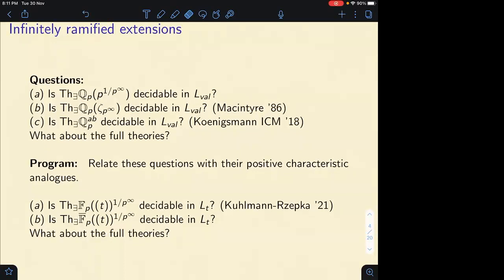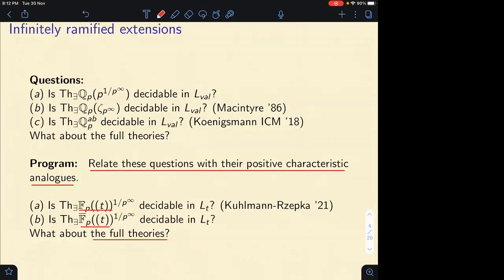But in the spirit of the previous slide, we also want to relate these questions or these mixed characteristic objects with their positive characteristic analogs. So here we have the perfect hull of F_p((t)) and also the perfect hull of F̄_p((t)). And you can again ask the same questions, whether the existential theories are decidable or not, and also whether the full theories are decidable.